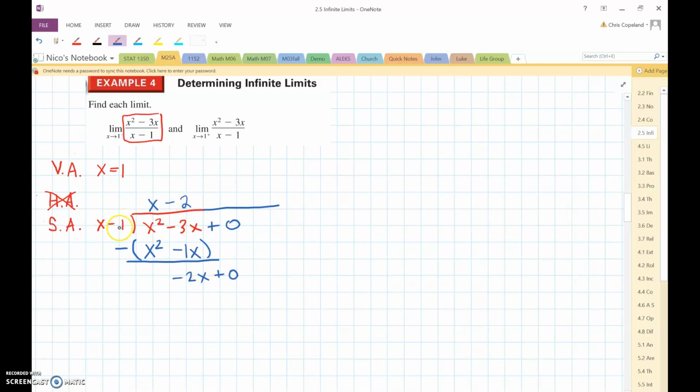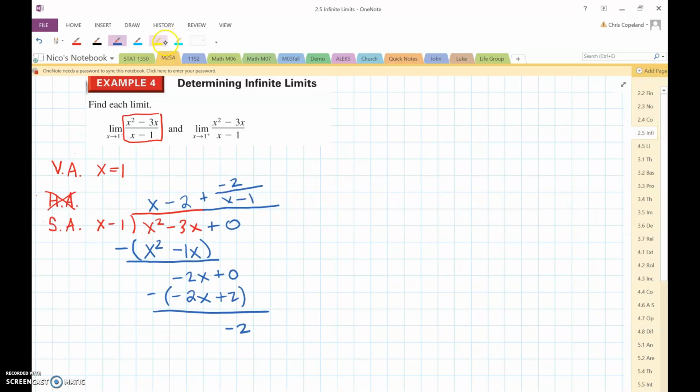So I'm going to take negative 2 and multiply it by the x. That's going to give me negative 2x. Then I'm going to take negative 2 and multiply it by negative 1. That's going to give me positive 2. And then again, I'm going to subtract here, so I'm putting this in parentheses. The negative 2x minus a negative 2x, that's going to be 0. 0 minus 2, that's going to be negative 2. So now I have plus negative 2 all over x minus 1.